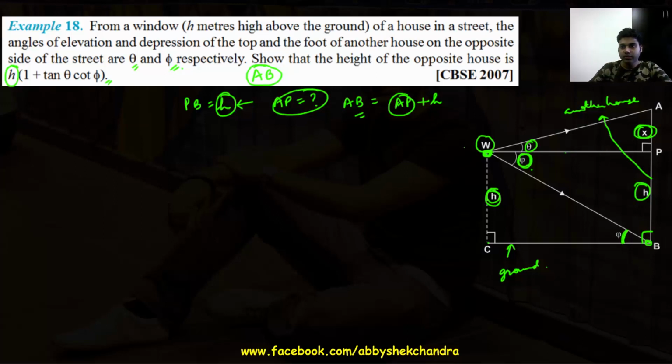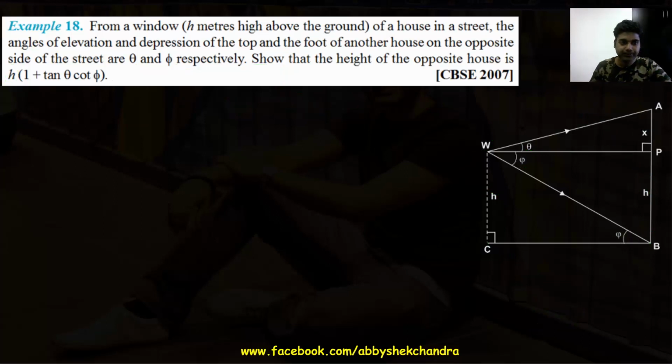Now in this, do you notice that WP is the common side of two right angle triangles, triangle APW and triangle BPW, right? So now we are going to find this common side using the two triangles with the help of sine, cos and tan, and then we are going to equate the two values, and it will hopefully give us the value of x, and then we'll add it to h to get the height of the opposite building. Okay, so there you go.